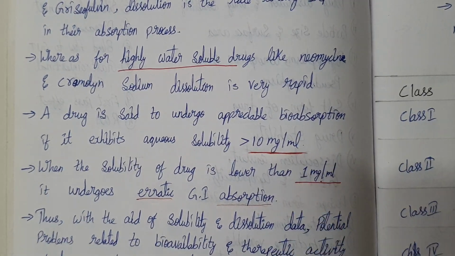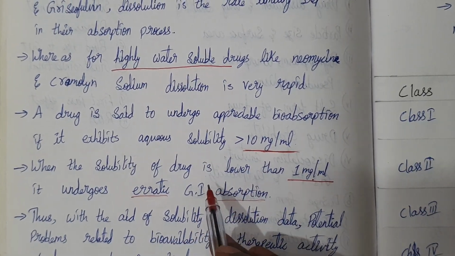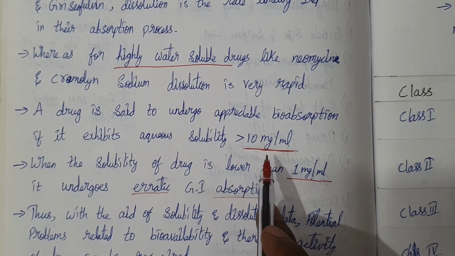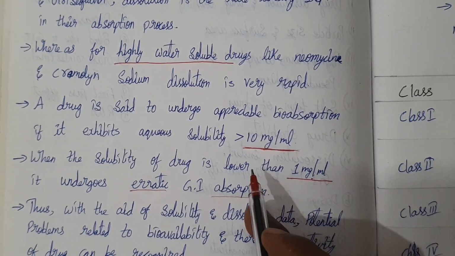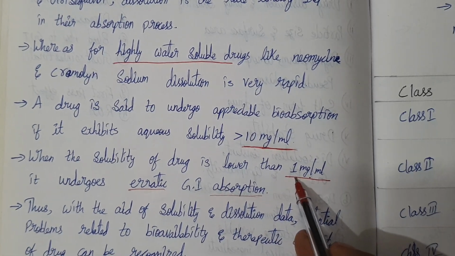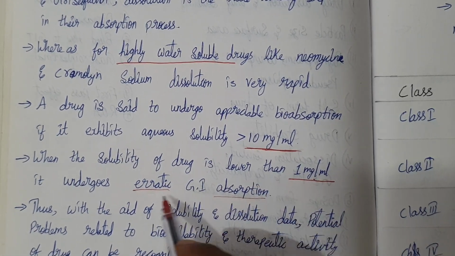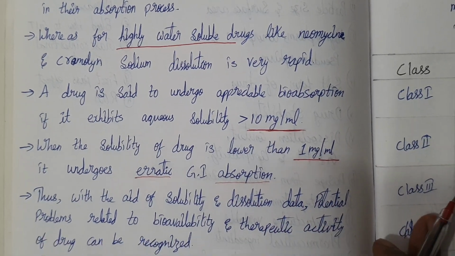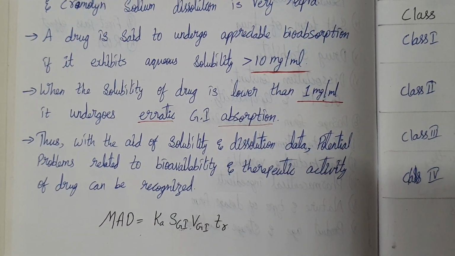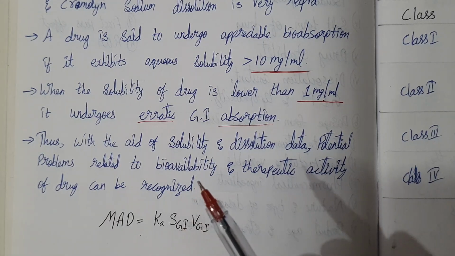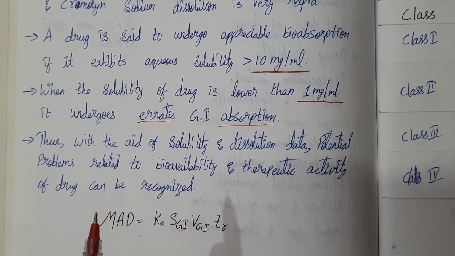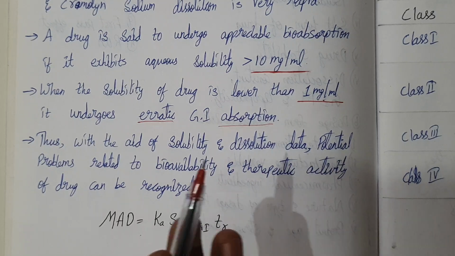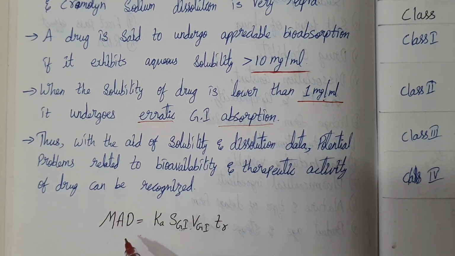Then a drug needs a minimum aqueous solubility of more than 10 mg per ml for predictable absorption. If it is less than 1 mg per ml, absorption becomes erratic and unpredictable. Then we have the MAD equation. The science behind it is this equation shows how solubility directly influences the absorption rate. We are getting the relationship between absorption rate and solubility.